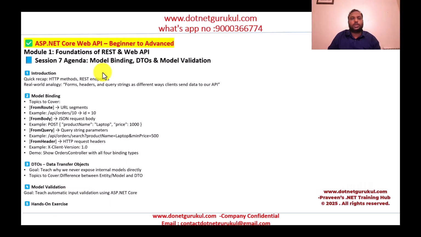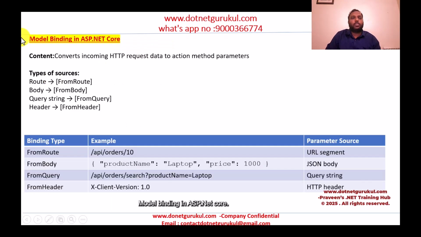So let's get started. Model binding in ASP.NET Core. Model binding is converting your HTTP request to the action method parameters. You have this input request, the data from the HTTP request, and that data has to be mapped with the method parameters or method signatures. That data can come from any of these sources.